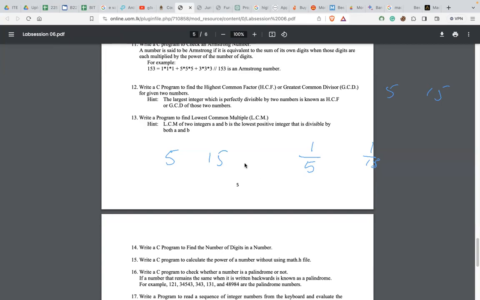So 15, after that 30, after that 45. Always it should be a multiple of 15. Otherwise that number cannot be divisible by 15.